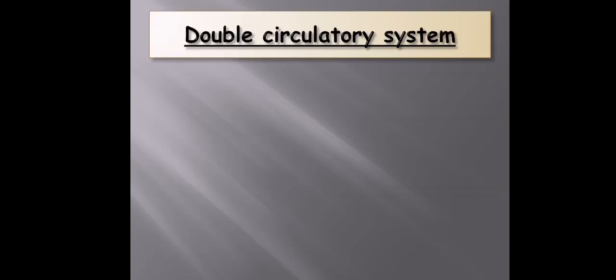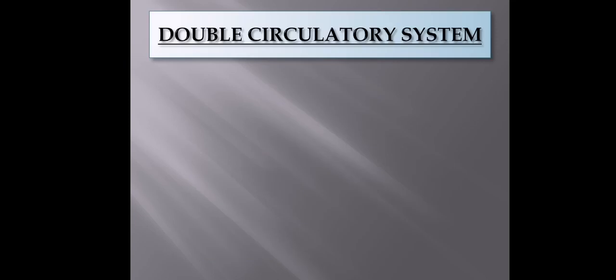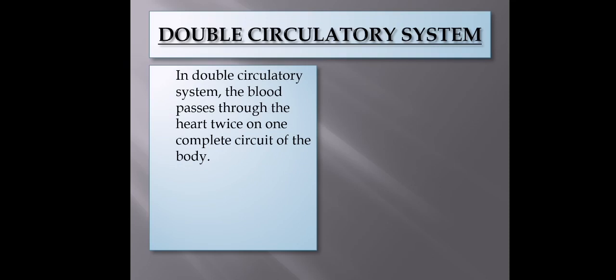We need to focus on closed circulatory system, which is of two types: single circulatory system and double circulatory system. And that double circulatory system is further divided into a pulmonary and a systemic circulatory system. Now, how do they all differ? Let me tell you that the circulatory system I have already discussed in the previous lecture is a double circulatory system found in mammals, reptiles, and birds.